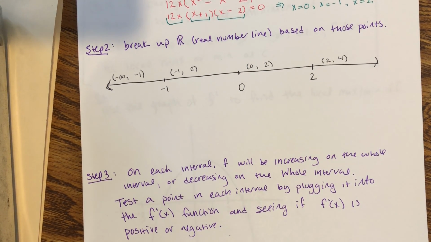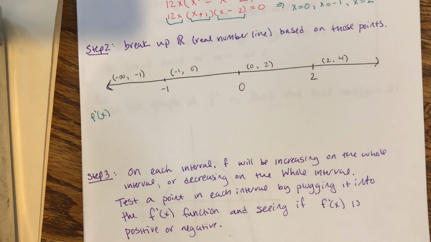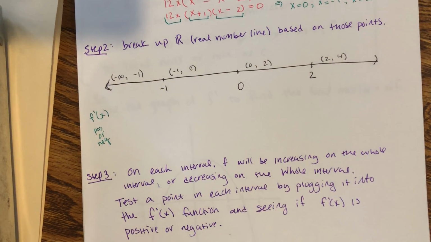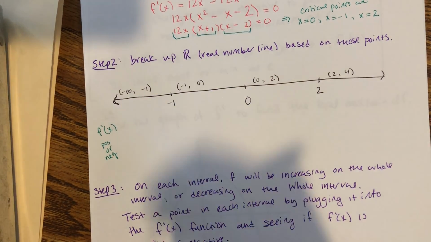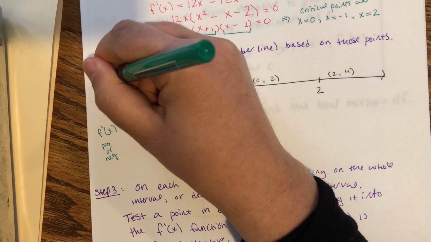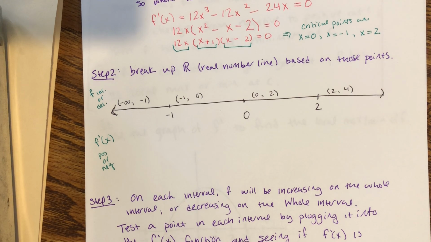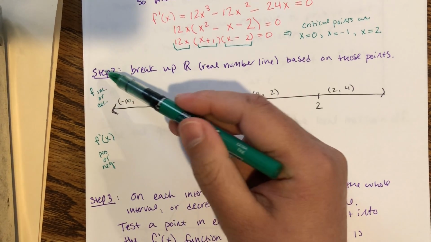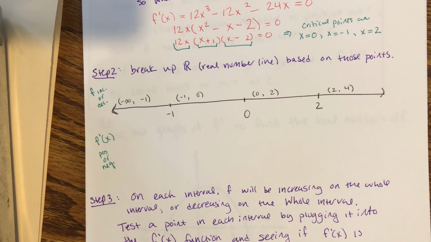So let me be clear here, just down below, I'm going to test points in the f prime of x function to see if it's positive or negative. And I'm going to keep track of that down here. Afterwards, that's going to tell me where my original function f is increasing or decreasing. This is just how I keep track of the information. You can keep track of it in a different way, but I just want to make sure that we're clear that we're testing whether the derivative is positive or negative, and that's going to tell us whether the original function is increasing or decreasing.